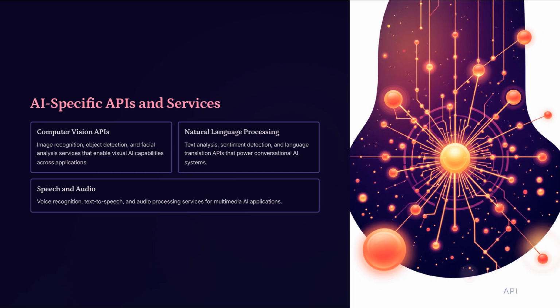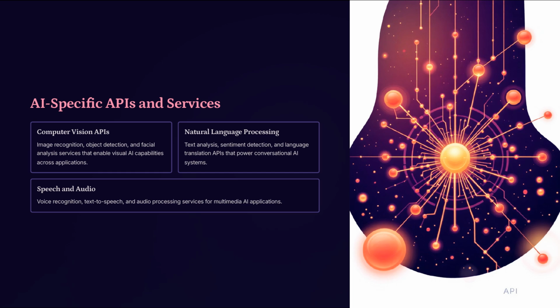Next, we explore natural language processing. With APIs that analyze text sentiment and translate languages, we can create systems that engage in meaningful conversations, making technology more intuitive and accessible. Lastly, speech and audio services bring voice recognition and text-to-speech functionalities into the mix. These advancements are essential for developing multimedia applications that respond to user commands with natural, human-like interactions.